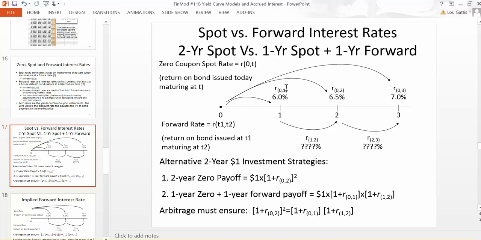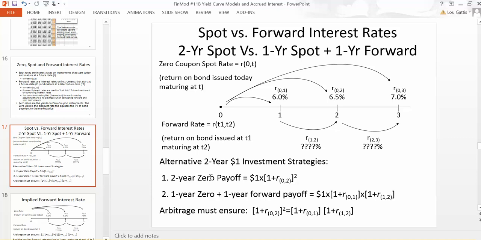Say that the 1 year zero coupon spot rate, say a 1 year CD that pays you at the end of the year, offers 6%, and the annualized 2 year zero coupon CD or bond gives you 6.5%, and the spot 3 year starting today, maturing in 3, gives you 7% per year for 3 years. And you're interested in what should, in theory, be the 1 year rate 1 year from now? We'll call that R12. And what should be the 1 year rate 2 years from now? That would be R23, starts in year 2 and ends in year 3.